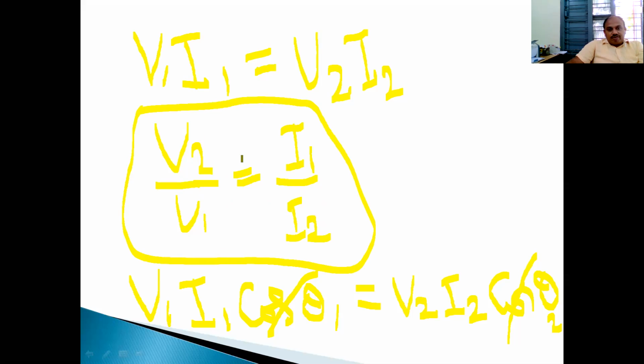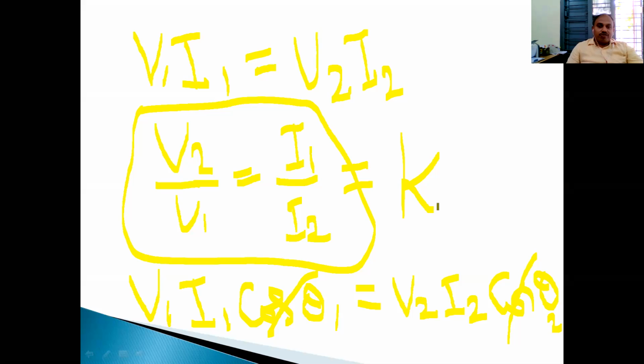Remember this equation. It is also represented with K, which is called the transformation ratio. Transformation ratio is defined as secondary voltage by primary voltage, or primary current by secondary current. So this is called the transformation ratio of the transformer.